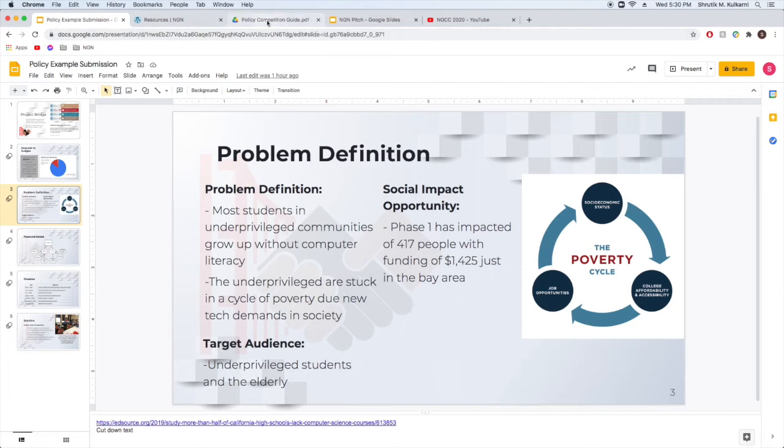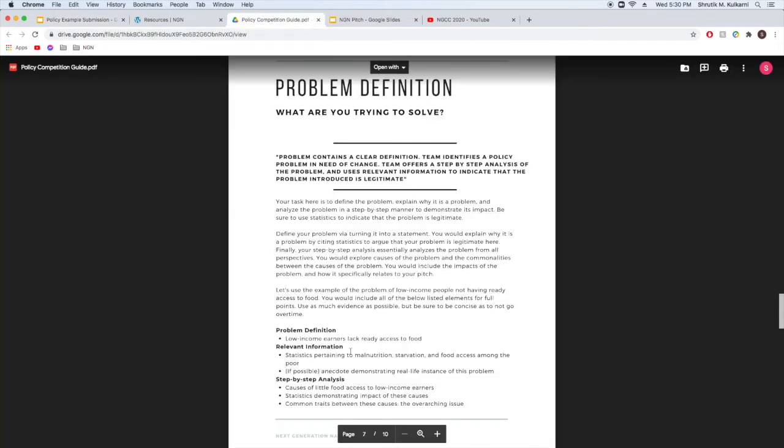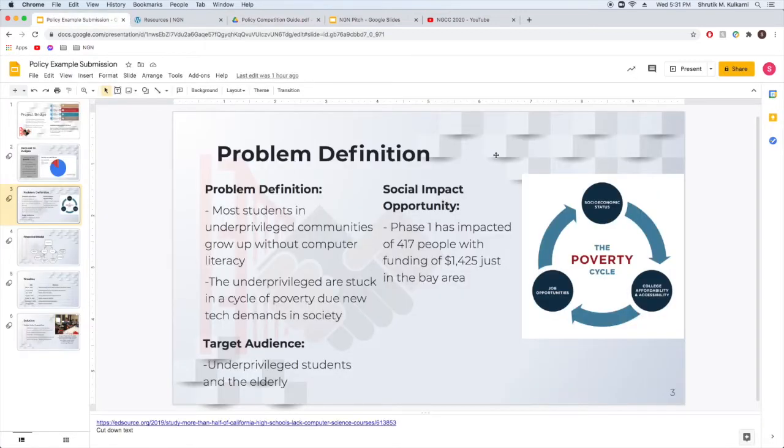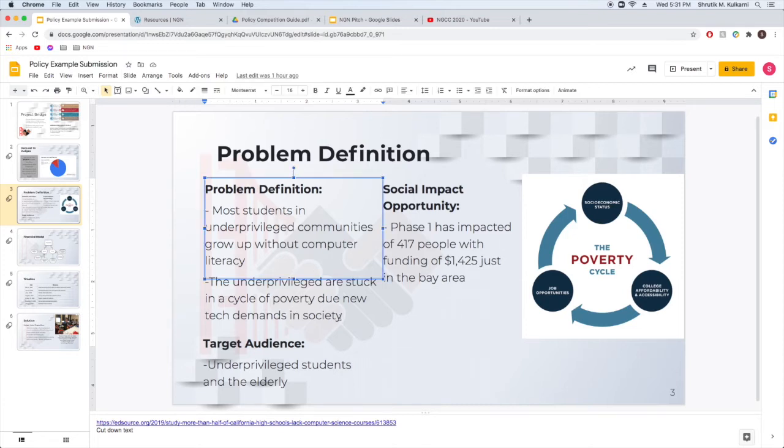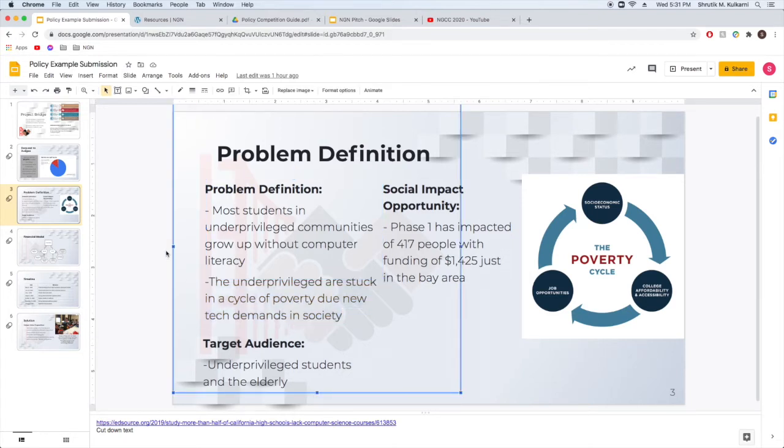So pretty much you're trying to build a narrative with your statistics, that these statistics demonstrate that this problem really exists. And then pretty much you want to synthesize it after. So common traits between these causes, what is the overarching issue? So pretty much just synthesize the whole thing. And this would be actually a pretty good synthesis statement right here. The underprivileged are stuck in a cycle of poverty due to new tech demands in society. So that's pretty much the main idea behind the problem definition. But once again, in the more complete pitch, which I'll go over at the very end, you will see what a much stronger NGCC presentation looks like.